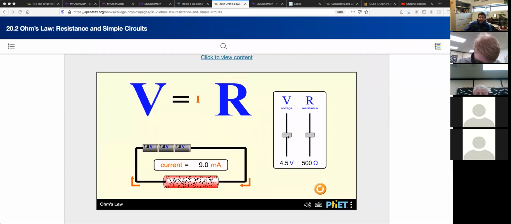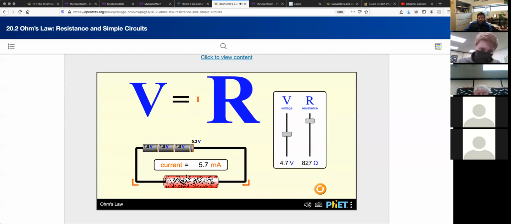Here you can do a little bit of exploration. You can change the voltage by adding batteries here, and then you can change the resistance. They're essentially changing the density of whatever material this is, so that it blocks more current, and you can see how the current changes as it does that. There's a better one.